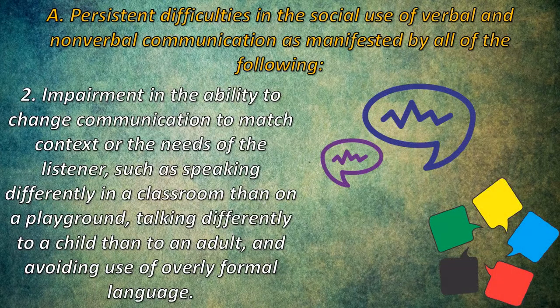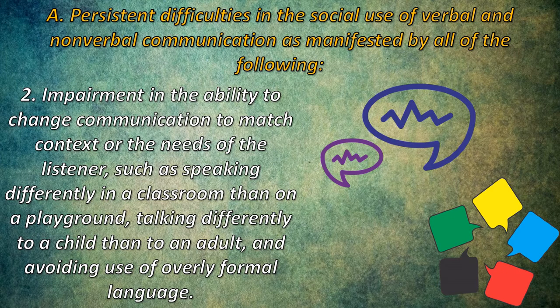The second requirement of Section A is impairment in the ability to change communication to match context or the needs of the listener, such as speaking differently in a classroom than on a playground, talking differently to a child than to an adult, and avoiding use of overly formal language. Each of these is a very important detail, and there are some good examples here.